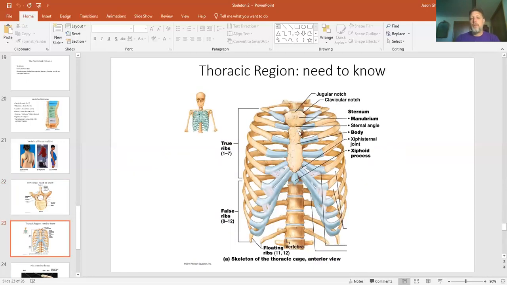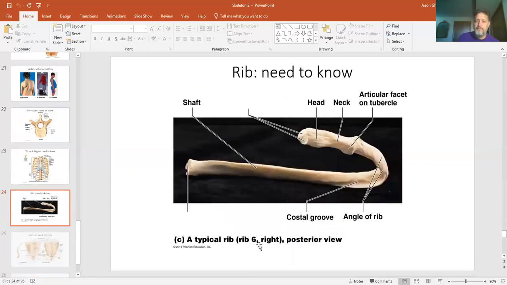Your sternum, you have the top portion called the manubrium that has a jugular notch and clavicular notch. It's joined to the body of the sternum by the sternal angle. At the inferior end of the sternum is the xiphisternal joint, which joins to the xiphoid process. In your ribs, you have a total of 12 ribs. The first 7 are called true ribs because they attach directly to the sternum. Then you have 5 ribs that are called false ribs. 3 of those false ribs are attached to the 7th rib, and 2 of them are floating ribs.